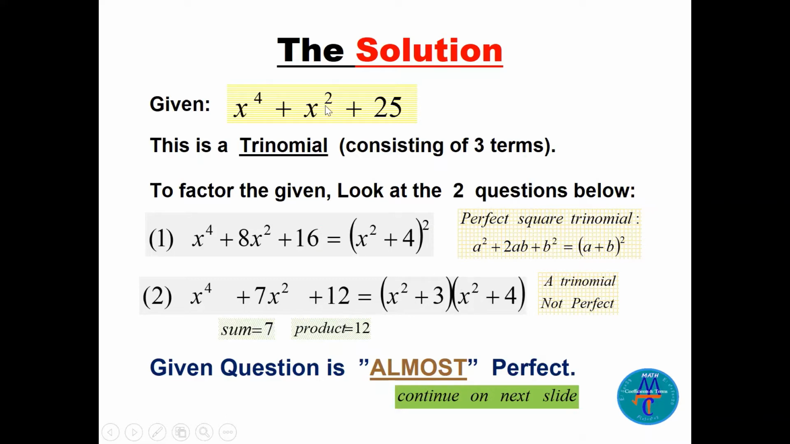So what is our question? It is not a perfect square, and it is not like this. So we call it almost perfect, very close to the perfect, a little far from this one. So what can we do?